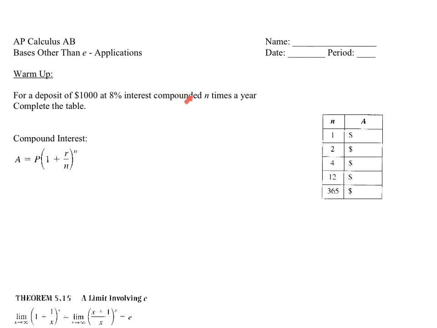Here we have a compound interest formula. If it's compounded n times a year, and we're doing this for 1 year, notice there is no n times t here, because they're assuming t is 1 year. But can someone explain to me, in this case, we have an 8% interest compounded n times a year. Why do we divide r by n? Can anyone explain that to me?